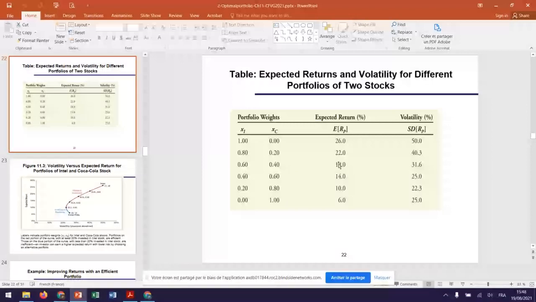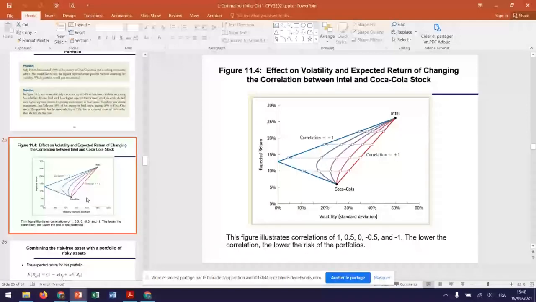With the same volatility. Remember, we have seen several cases of the effect of correlation when you combine two stocks. If the correlation equals 1, you won't be able to gain diversification benefits. The further you move along this straight line, the higher the volatility and the higher the return: high risk, high return, and so on.